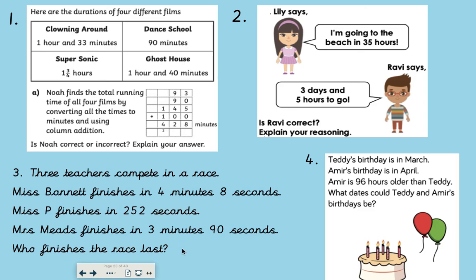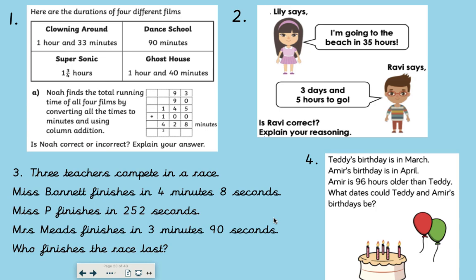So you are having to change your answers into the same unit of time. You might want to put them all into seconds. You might want to put the seconds into minutes. However you find easiest, just so you can answer this question to see who won the race. Now, did I win the race at 4 minutes 8 seconds? Did Miss P win the race at 252 seconds? Or did Mrs. Meads win the race? Who knows? But the question asks you to tell me who finishes last.